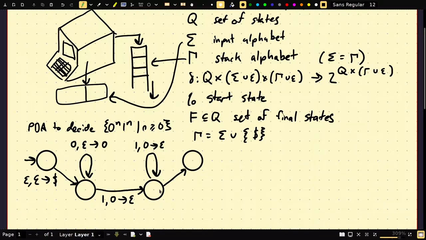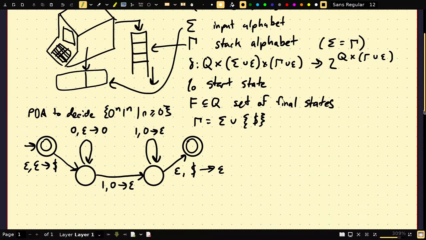There's no way of me telling when I'm at the end of the input, but that's fine because we can actually sort of abuse non-determinism here. I can say I read nothing from the input and I read the stack canary and I push nothing. So I'm going to empty the stack, essentially. I'm going to pop the stack canary off. So what are my accept states? This is the accept state. This is one accept state, but also the start state. Why? Empty string should be accepted. So this is the PDA which decides 0 to the n, 1 to the n.